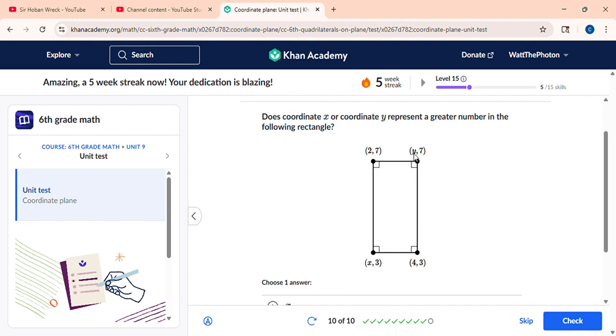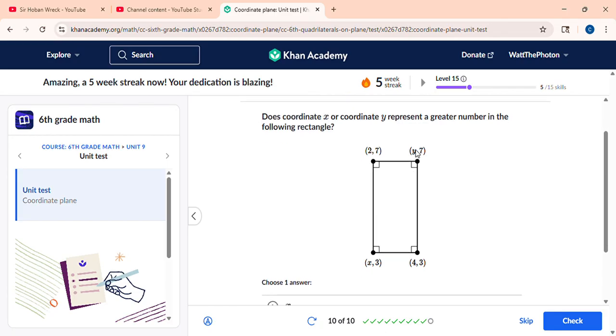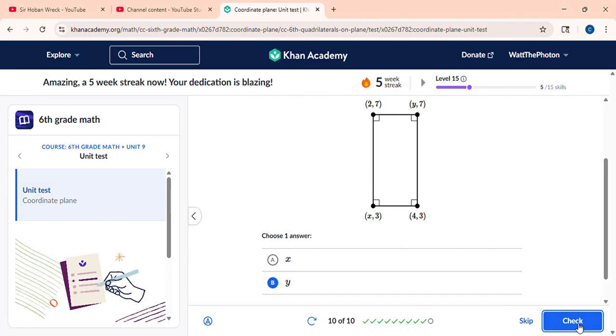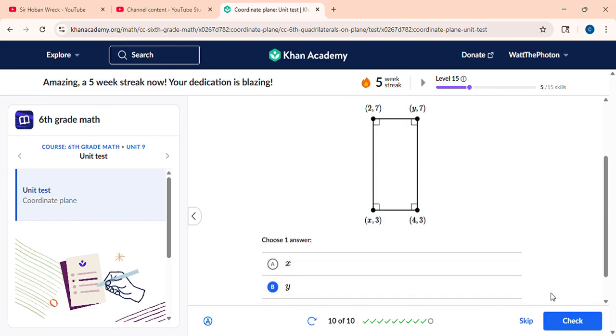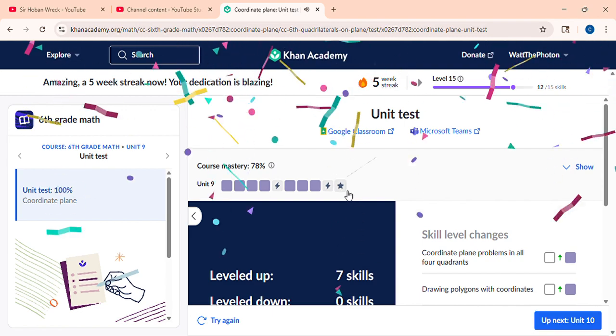Oh, that's so annoying. Does coordinate x or coordinate y represent a greater number? So we know that the y coordinate is different from the x coordinate. This is 4, and this is 2. It's painful.